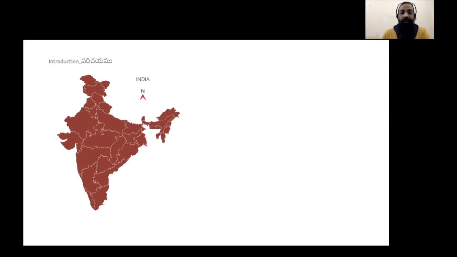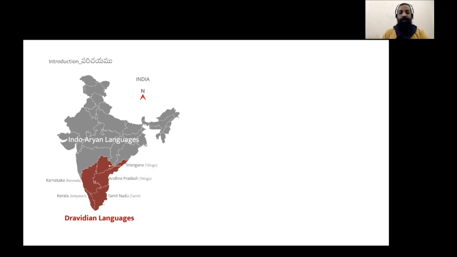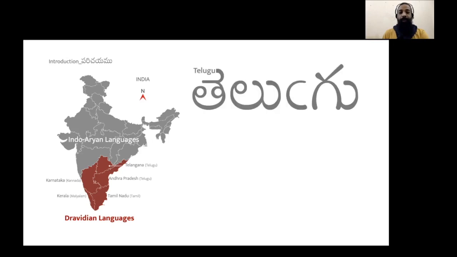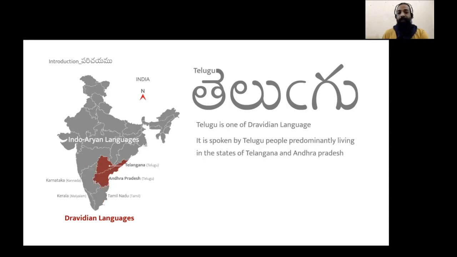If you were to look at India from a language perspective, on a broader sense, you can divide it into two parts. One is the northern part, which has Indo-Aryan languages, and the southern part, which has the Dravidian languages. In South India, you have five states: Telangana, Andhra Pradesh, Tamil Nadu, Kerala, Karnataka. Telugu is one of the Dravidian languages. It is spoken by Telugu people predominantly living in the states of Telangana and Andhra Pradesh.